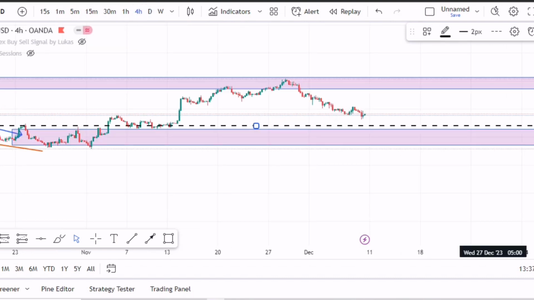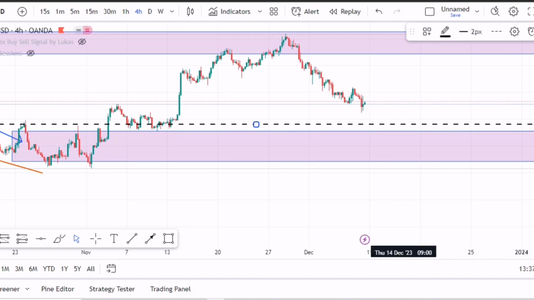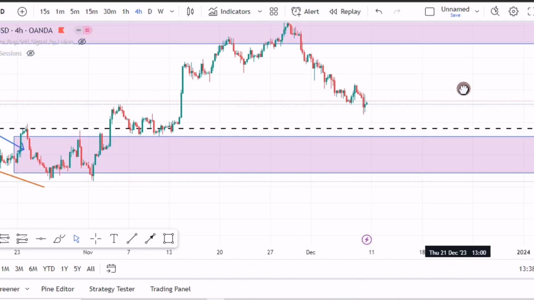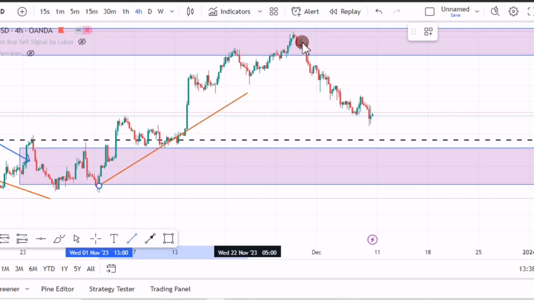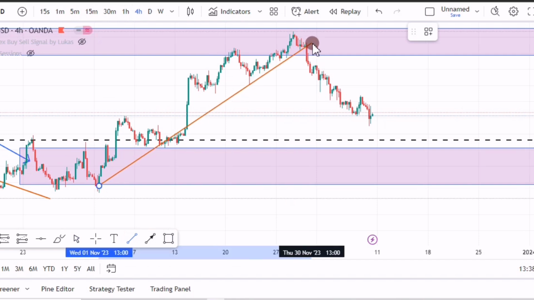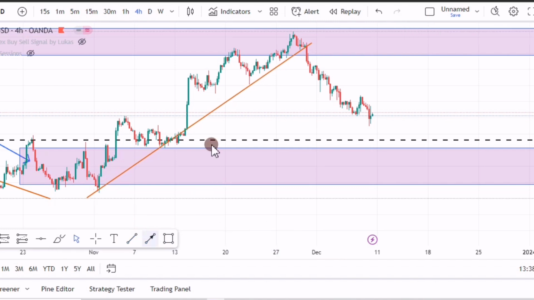Let's take it to the 4-hour first. Let's see if we can mark a trend line there. Okay, it's not a clear trend line, but remember, you don't have to be so perfect. And then areas that are touching the trend line, you have that one, you have that one. Okay, you also have that one down there.